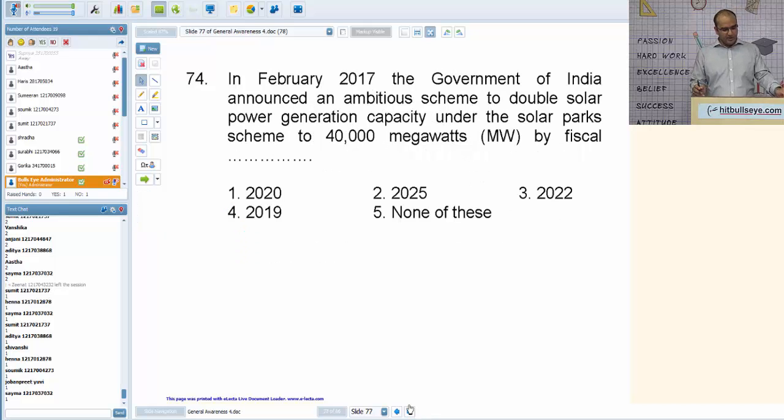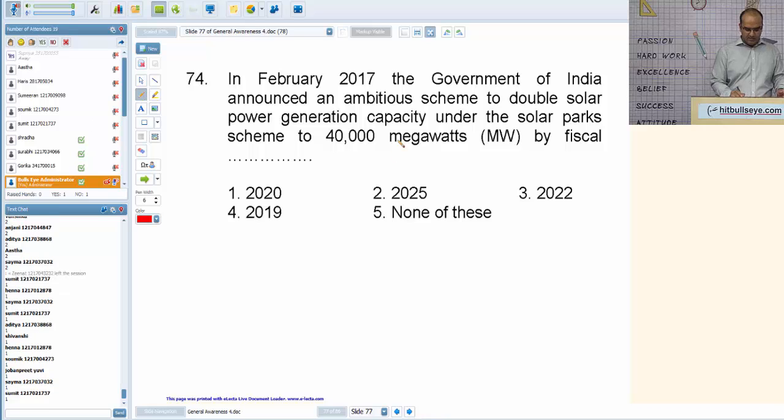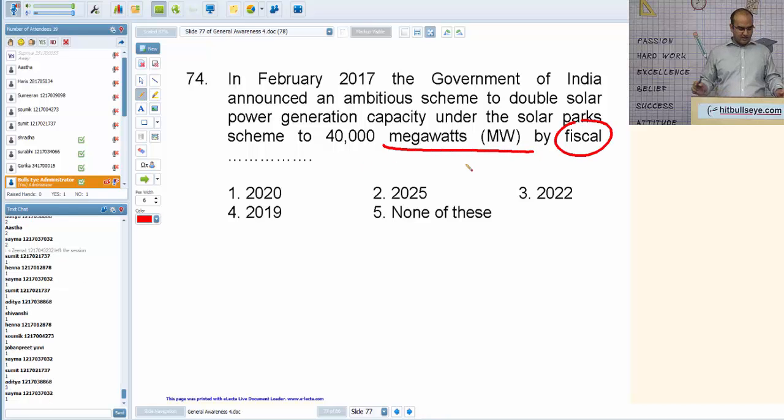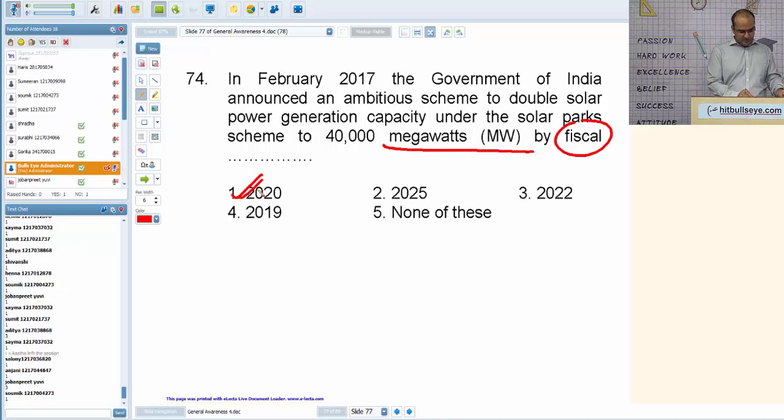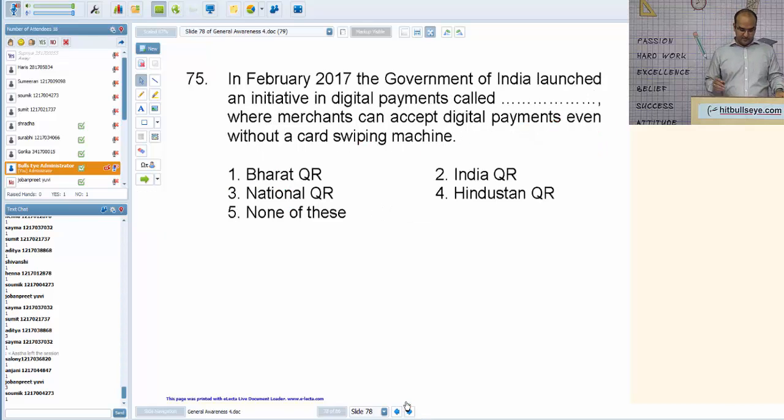Next, in February 2017, the Government of India announced an ambitious scheme to double solar power generation capacity under the Solar Park scheme to 40,000 megawatts by fiscal, that is, by which year? Again, the correct answer is option number 1, that is the year 2020. So the government is becoming very ambitious in terms of solar energy production.